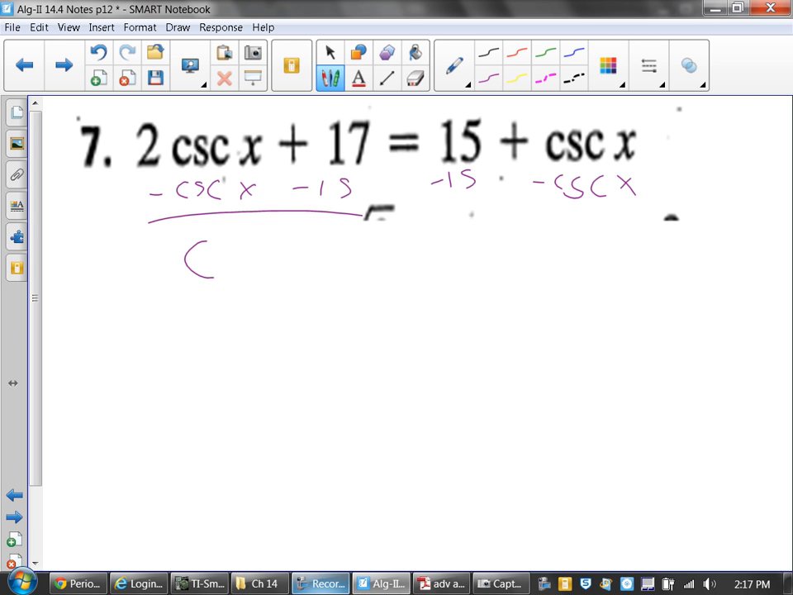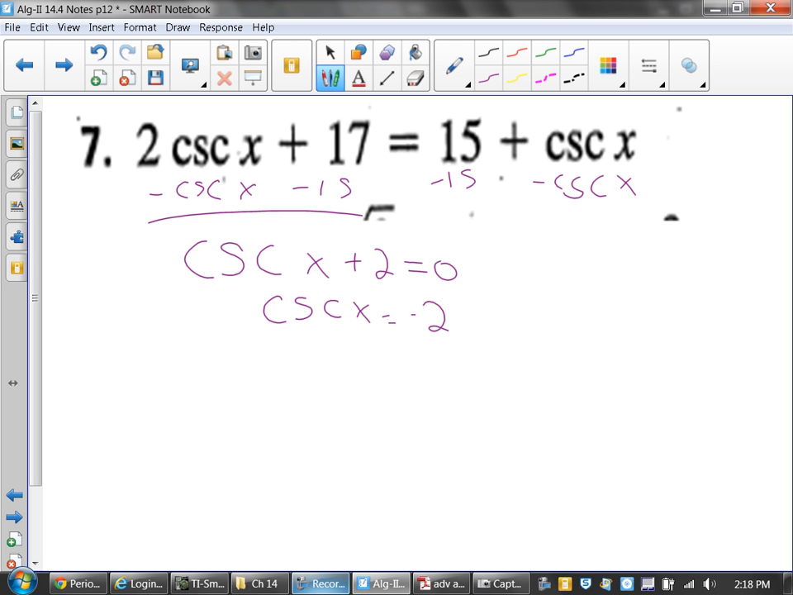So I wind up with cosecant x plus 2 is 0. All right. Now I've got it equal to 0, which means I got to move the 2 back. So I have cosecant of x is equal to negative 2. Whenever I'm left with an inverse trig function on one side equals something, to undo the inverse trig function, you just basically take the inverse.